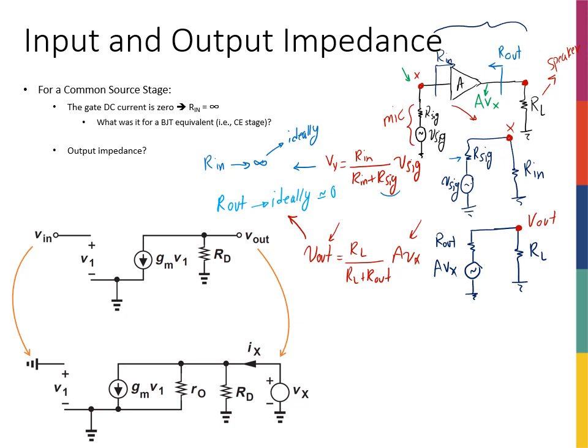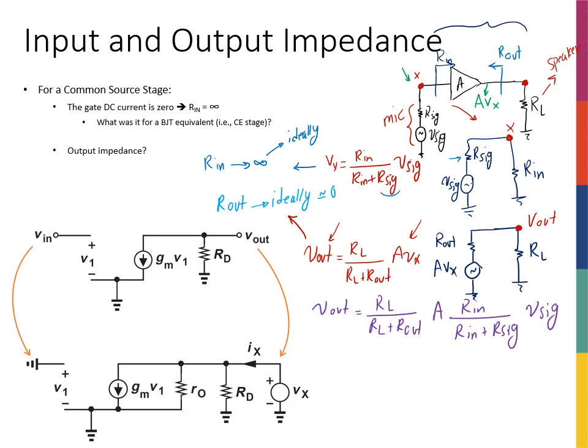I can combine these two and write V out is equal to RL over RL plus R out times A times what was Vx, which was Rn over Rn plus R signal times V signal. So now you can see the importance of R in and R out in our gain calculation.